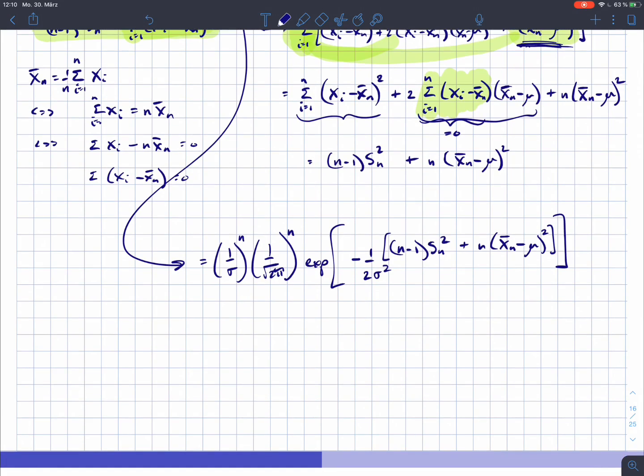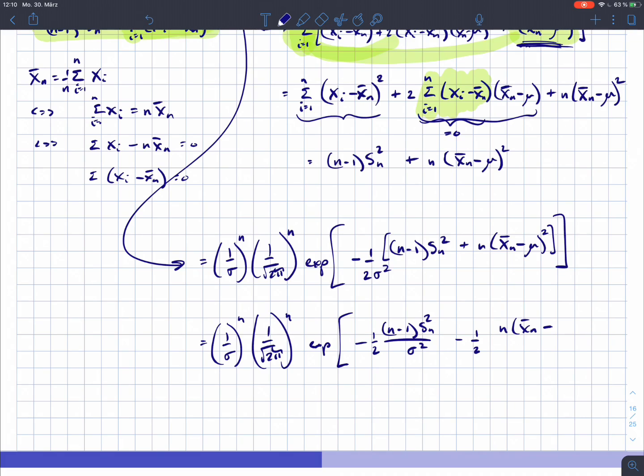Okay, if I want to simplify it maybe a little bit more just to make it look different, I can write it as minus (n minus 1) Sn squared over sigma squared, times 1/2, minus 1/2 times n (x bar n minus mu) squared over sigma squared. Okay, what in the world were we trying to do?